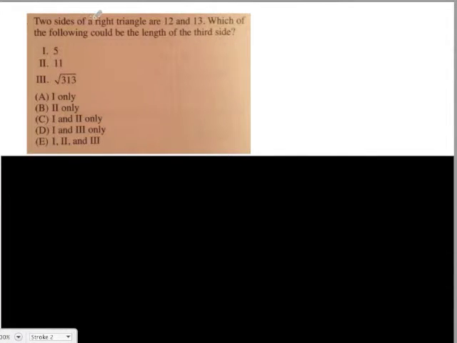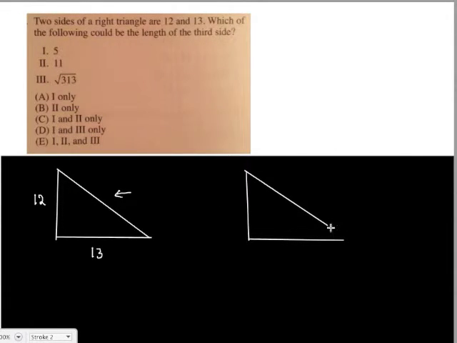So the problem is, two sides of a right triangle are 12 and 13. Which of the following could be the length of the third side? So let's think about it. You have a right triangle, and they told us that the two sides could be 12 and 13 this way, and you could figure this one out. Or it could be 12 and 13 this way. Because the hypotenuse is supposed to be the longest side, I will not choose the hypotenuse as 12. So I chose the bigger number here for that reason. And this is my 90 degrees.